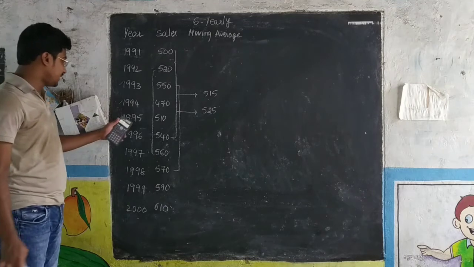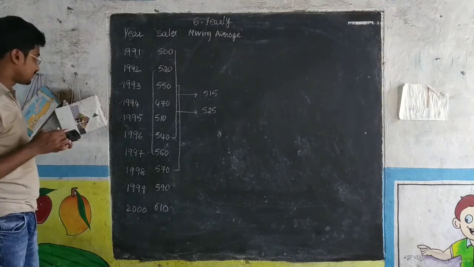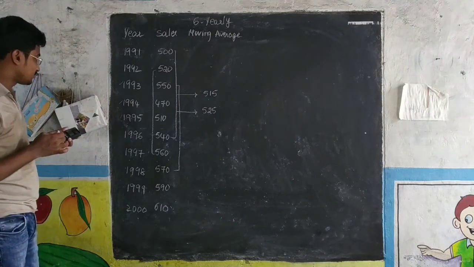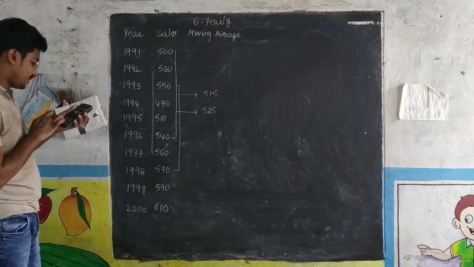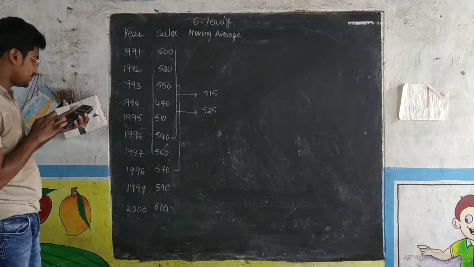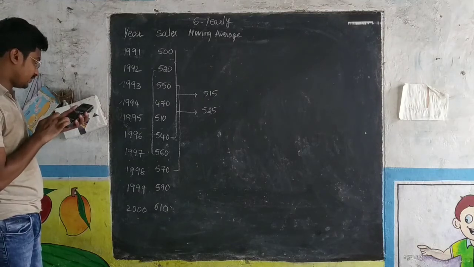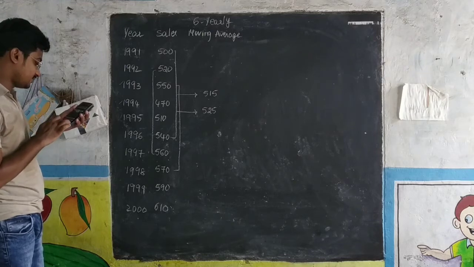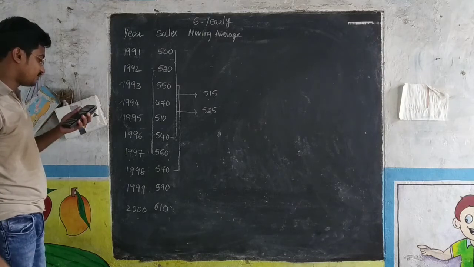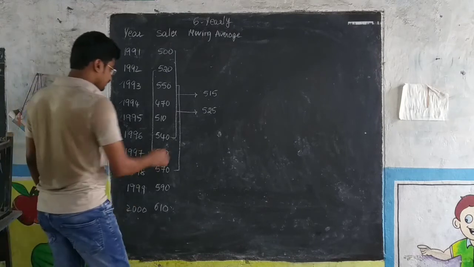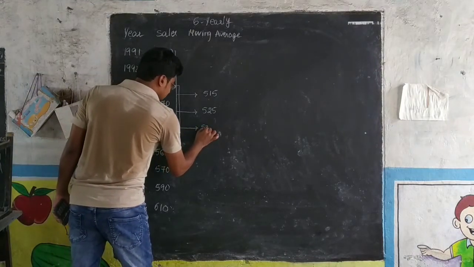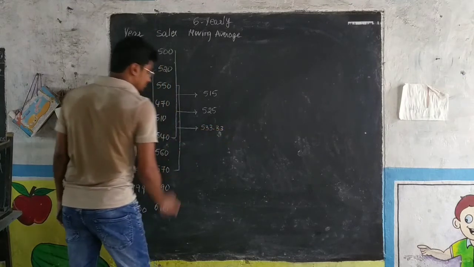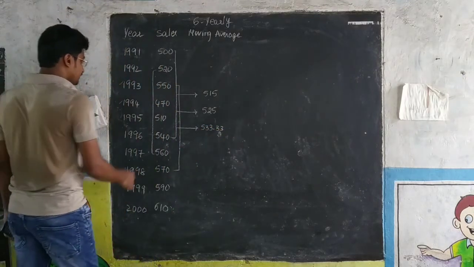Now middle years are 1995, 1996. 550 plus 470 plus 510 plus 540 plus 560 plus 570 divided by 6 is 533.33.